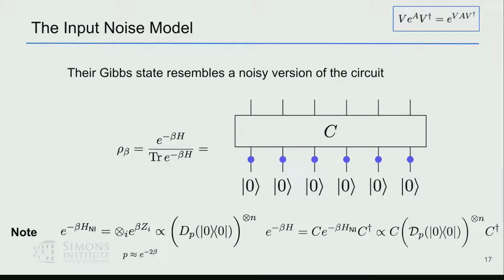So what's nice about this description is that it already gives us a framework for embedding hard computations into constant temperature Gibbs states. It really just suffices to find a quantum computation which is hard to sample from under input noise.